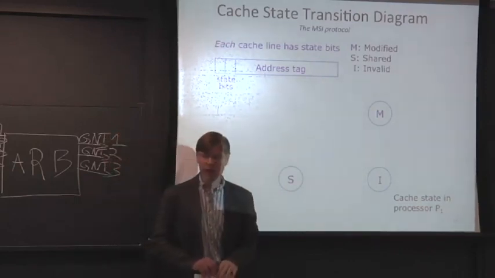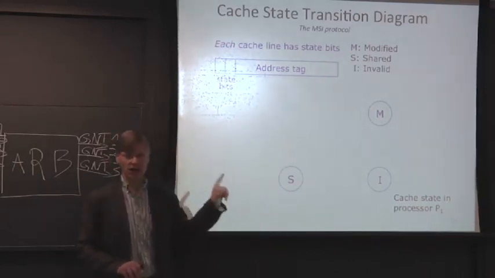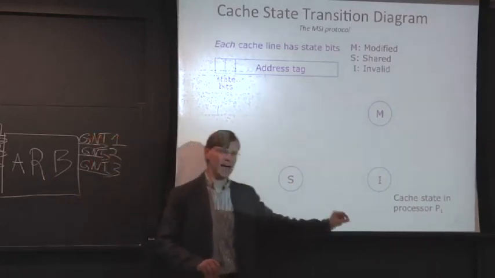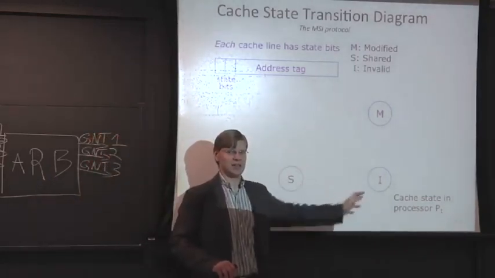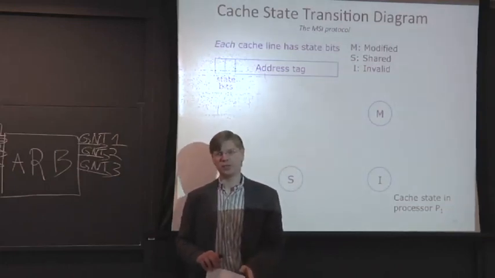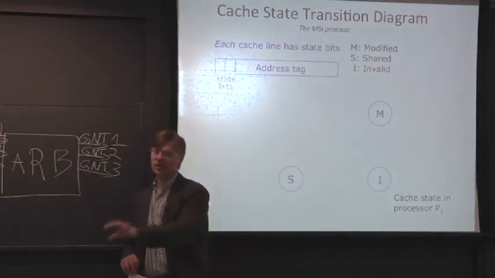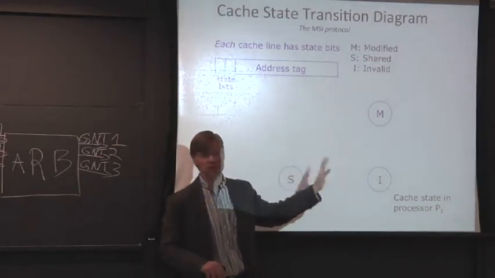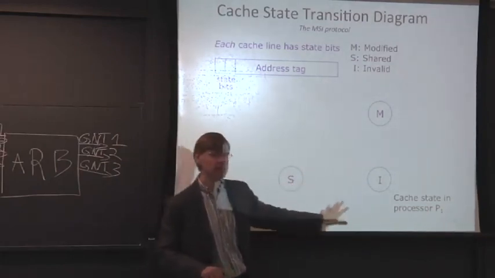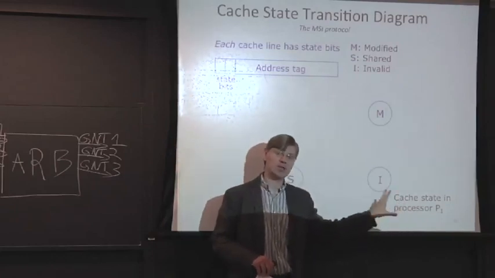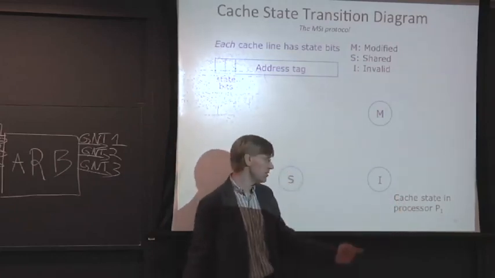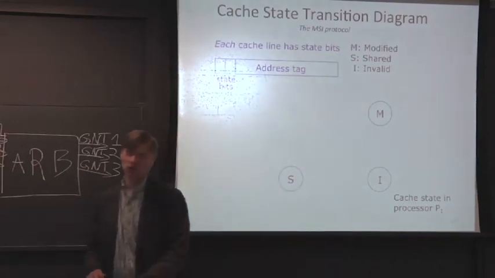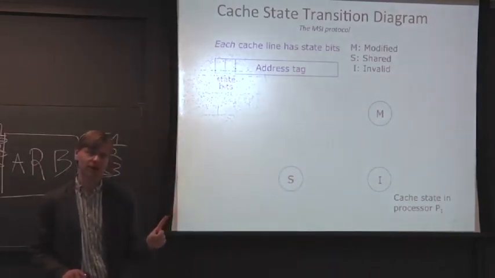And one of the things I wanted to point out about this is that each cache line in each cache has this state machine there. So different caches have their own copies of this state information. And the state information only relates to that particular cache or that particular processor. And the state diagram we're going to build up here is only in relationship to processor 1.